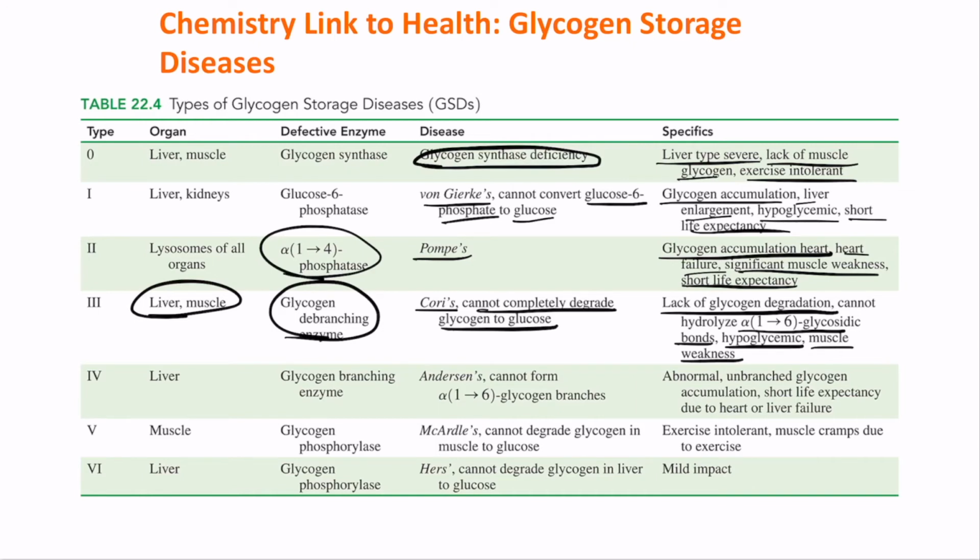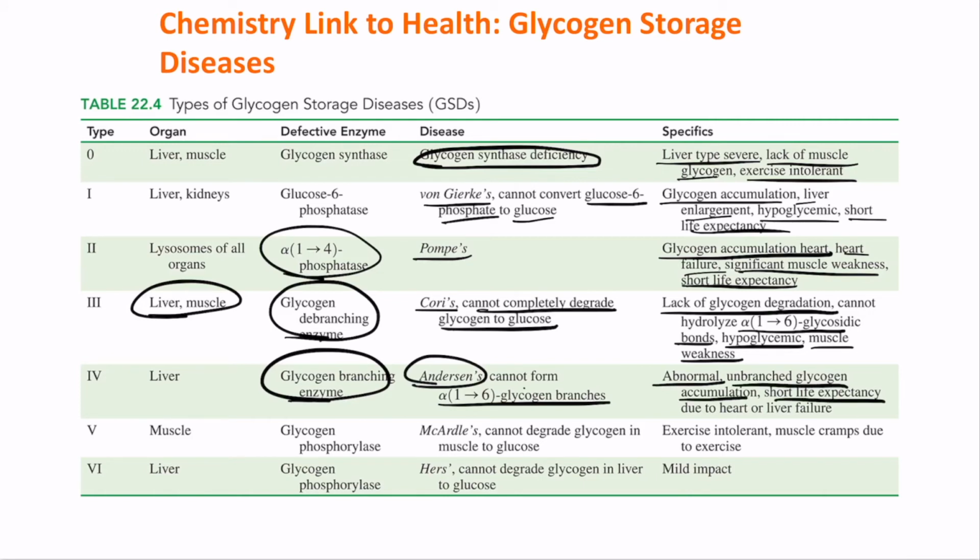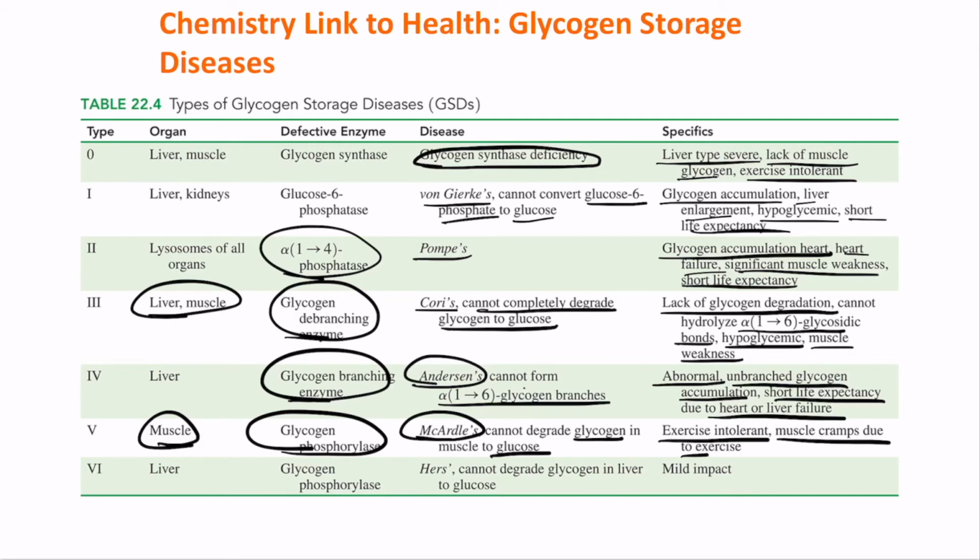In the liver, you also have the same enzyme, which can create Andersen's disease, which cannot form the alpha 1 to 6 glycogen branches, and you have unbranched glycogen accumulation, resulting in short life expectancy due to heart or liver failure. In the muscle, a defect in glycogen phosphorylase can cause McArdle's disease, which cannot degrade the glycogen in the muscle to glucose, creating exercise intolerance and muscle cramps due to exercise. And finally in the liver, a glycogen phosphorylase defect can cause Hers disease, which cannot degrade glycogen to glucose in the liver, which generally has a very mild impact.